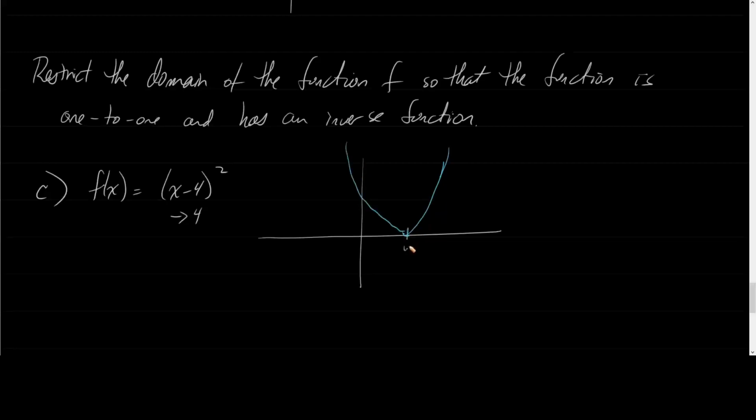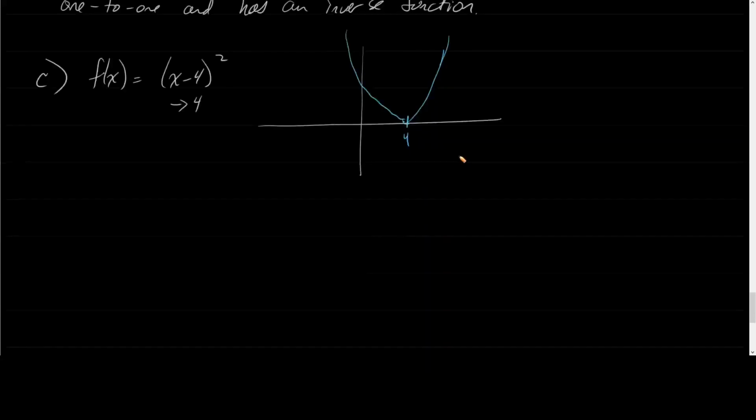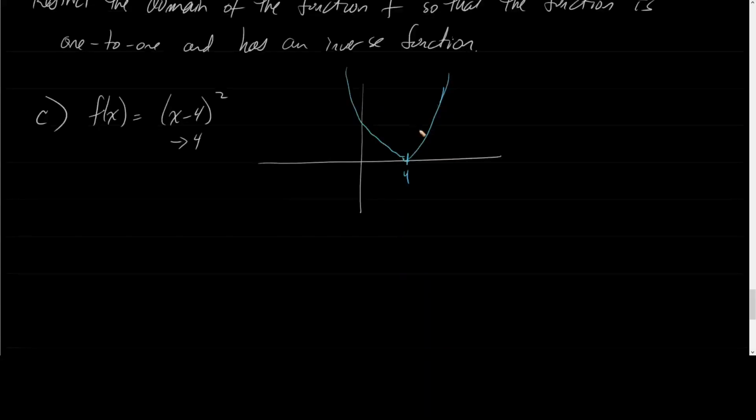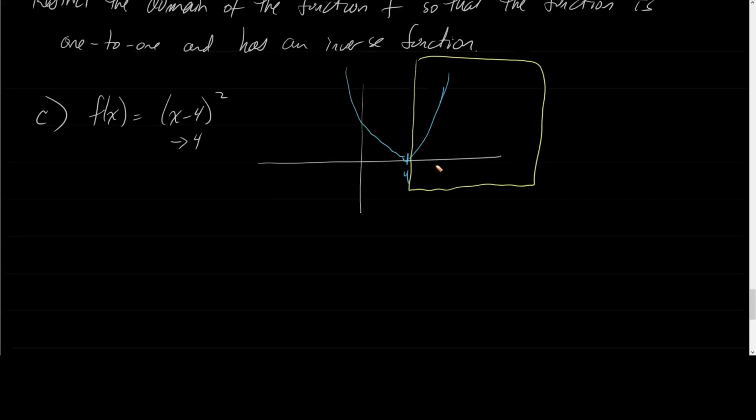Where this value right here is 4. So what we're going to do here is we want to restrict this so that it actually has an inverse. In general, we want to restrict to the positive values. So from here on out, that's the part that I'm going to care about. That's going to be the restricted domain.